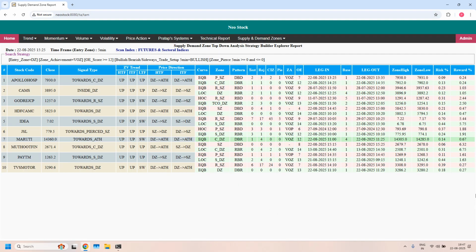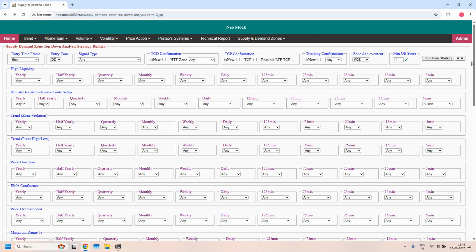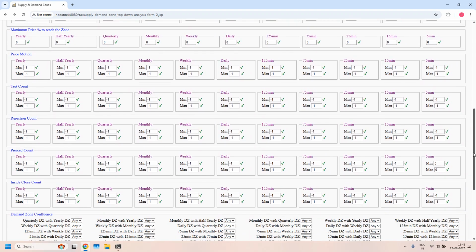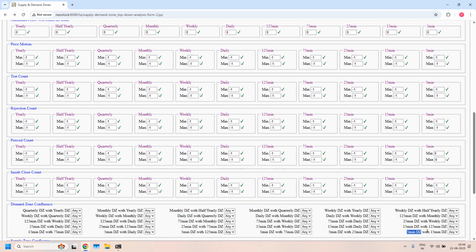Out of these 10, how many might have a higher probability of success? That we will filter based on different zone confluence and EMA confluence strategies. The first filter is LTF and ITF demand zone confluence, that is, 5 minutes and 15 minutes demand zone confluence. So I am enabling this filter.